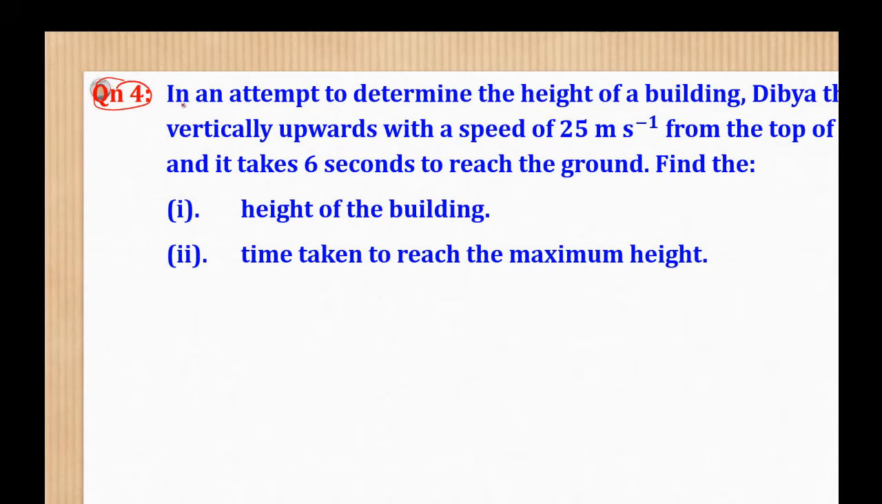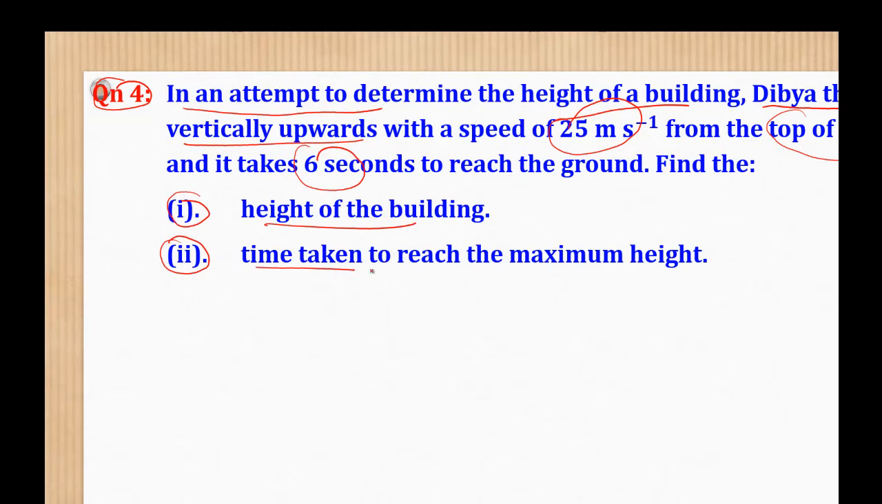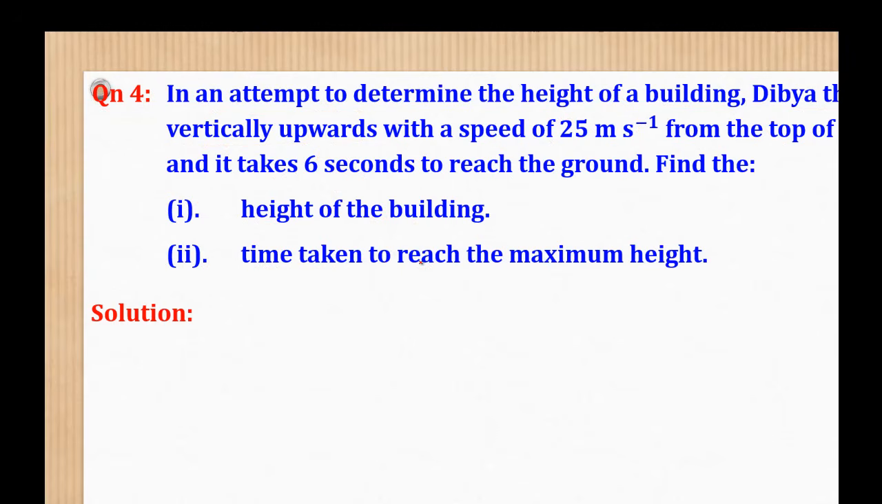Question 4 says, in an attempt to determine the height of a building, Dibia throws a stone vertically upwards with a speed of this from the top of the building, and it takes 6 seconds to reach the ground. Find Roman 1, the height of the building, then Roman 2, the time taken to reach the maximum height. So that means if I'm here, this is the building, I'm at the top, I throw, it goes and back to the ground.